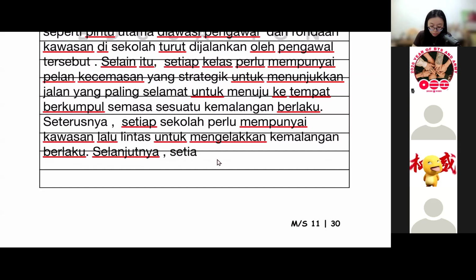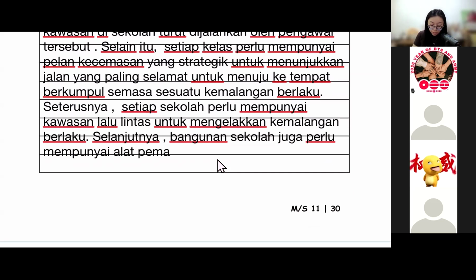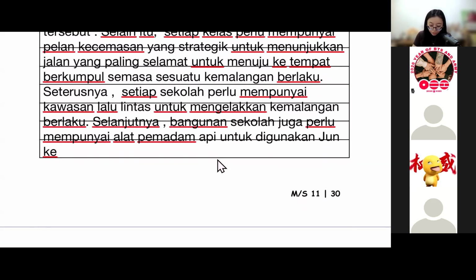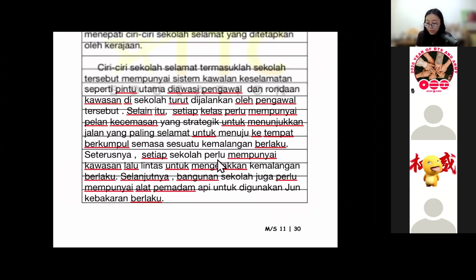Selanjutnya, setiap bangunan, or you can just put bangunan sekolah lah. Don't need to add on setiap. So bangunan sekolah juga perlu mempunyai alat pemadam api untuk digunakan, to be used. Ya, digunakan jika kebakaran, if something happens, kebakaran berlaku, that fire happens, anything, they can use it.